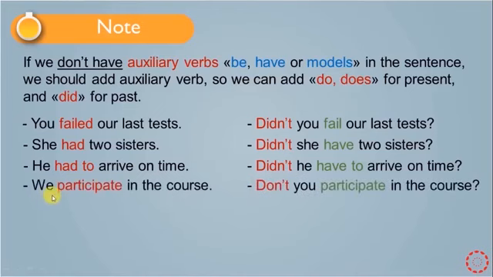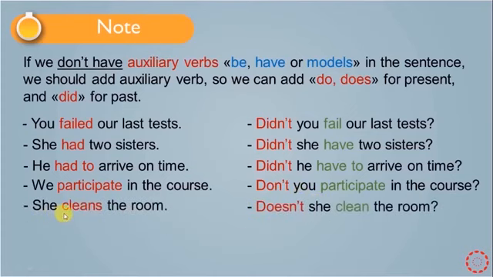Another example, we participate in the course. Here also we don't have an auxiliary verb. We have participate, which is the main verb, and also the sentence is present tense. That's why we say don't, because we have you as a subject. We say, don't you participate in the course?